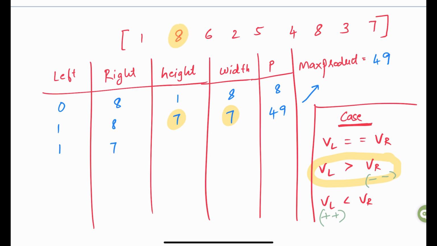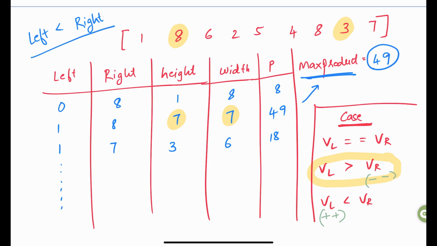So for the next run, my left will be 1, right will be 7. Corresponding values are 8 and 3. The minimum height is 3 while the width is 6, giving me the product 18, which is less than the current maximum product. So we'll not replace the value. We'll repeat the same cycle over and over again until left is less than right. Once the condition fails, we will stop the while loop and return the maximum product.